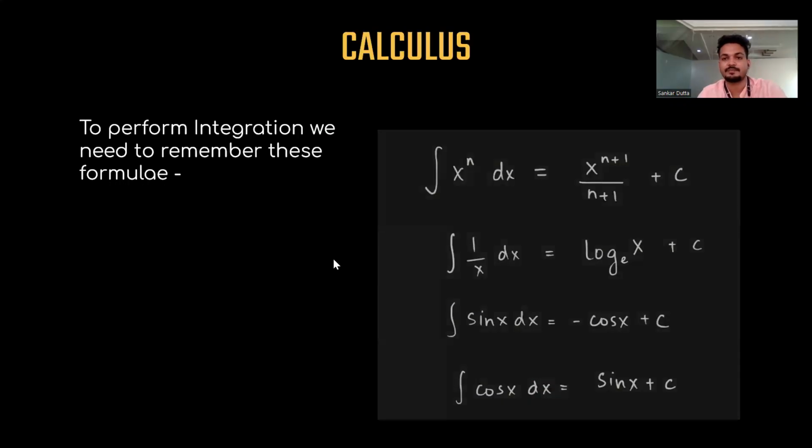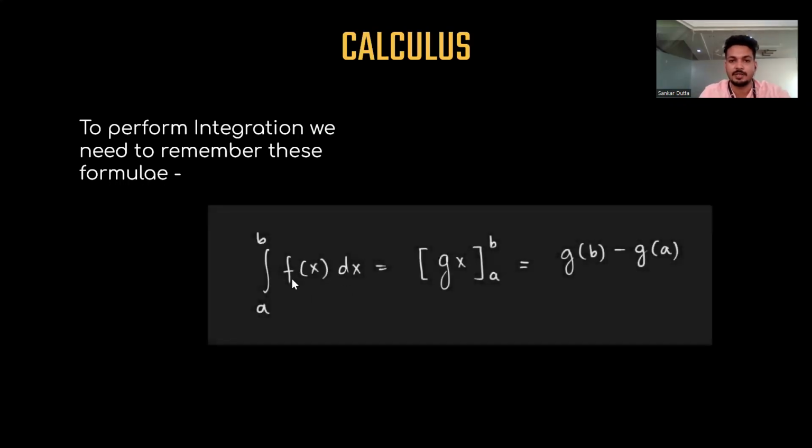Let's go back. So this is the thing that I was explaining. If you have an integration that you are doing from A to B, and you do the integration and you get some g(x), first you plug in the value of the upper limit, giving g(b), and then you plug in the lower limit, giving g(a), and then you subtract in between. So that's how we do the integration when our limits are defined.